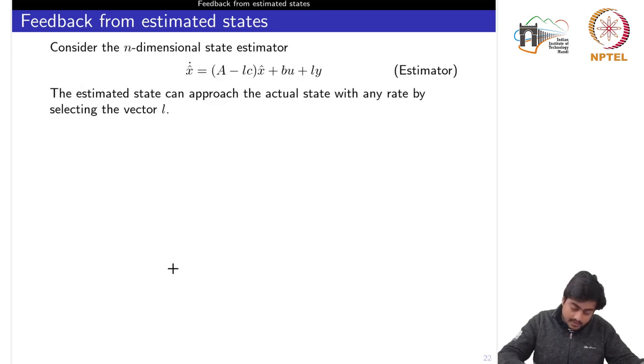Okay, so let's see. So consider the n-dimensional state estimator. So here we are considering the full dimensional state estimator, though the analysis would remain the same for the reduced dimensional observer. So this equation we had used earlier, x hat dot equals A minus LC x hat plus Bu plus Ly, where A minus LC is a stable matrix and Ly is an output injected term. The estimated state can approach the actual state at any rate by selecting the vector L. Okay, so we have already assumed that the pair A comma C is observable.